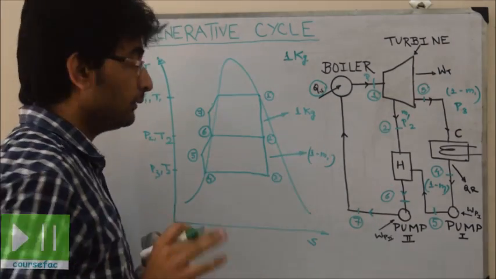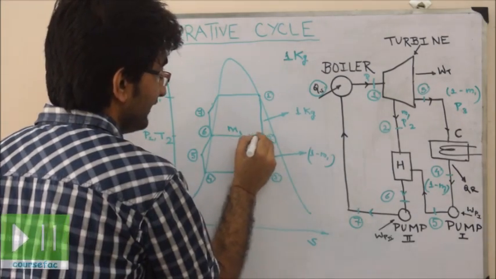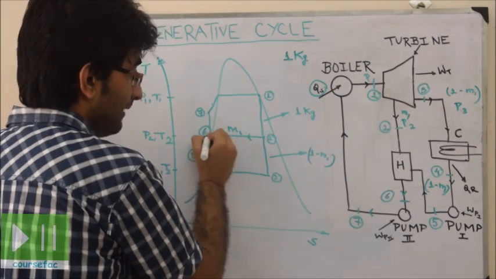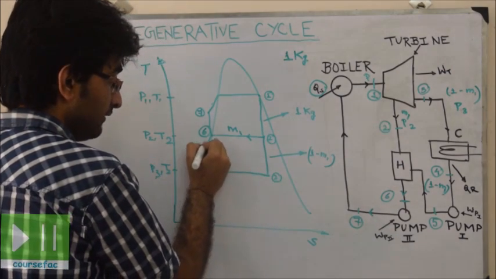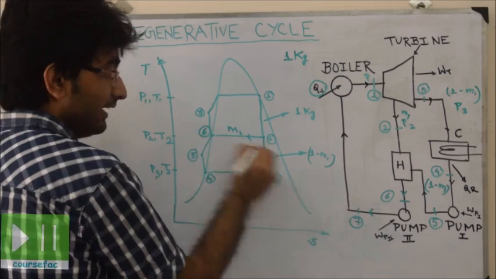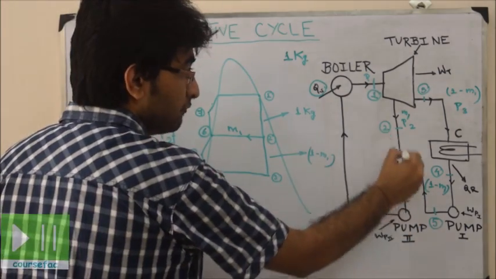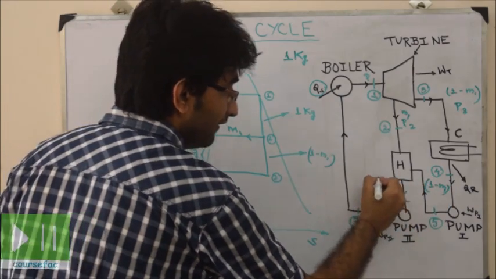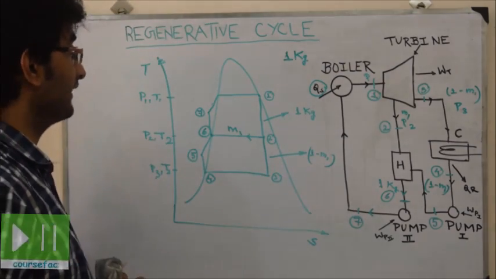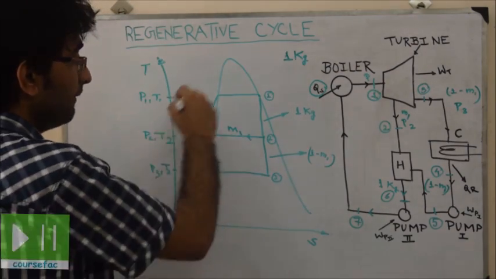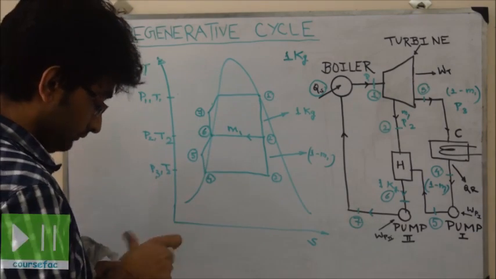I would also like to mention one more point, that this is M1. M1 mass is extracted. This is 1 kg. M1 mass is extracted, and this is left 1 minus M1 kg. 1 minus M1 kg will again move till point 6, and at 6 we have 1 kg. So M1 and 1 minus M1. So we have here 1 kg. So this is the TS diagram for the regenerative cycle. We'll be now deriving the efficiency through this diagram.